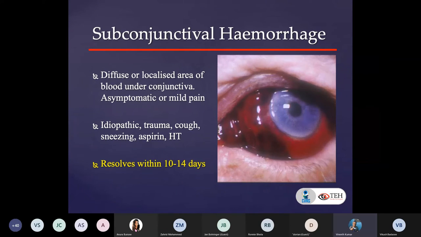The only time this needs intervention is when the hemorrhage is significant, which is preventing the eyelid closure. Normally, a subconjunctival hemorrhage should have an extent noted. If you cannot see the extent of it and you feel that the eye is bulging, this could be a protrusion of a hemorrhage behind the globe, which needs attention.